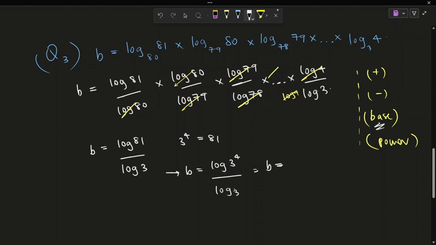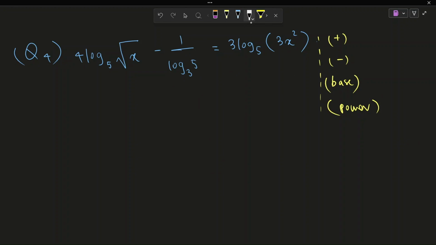No. You have to think it through, because now you can use the power rule. Now since 4 is a power, we're going to take 4 over here. So that's going to be 4 log 3 divided by log 3. Now you can cancel out 3 and 3, giving us b equals 4. That's it. See, I screwed up not thinking it through. Don't do that. Remember to think it through and use your rules. That's it.